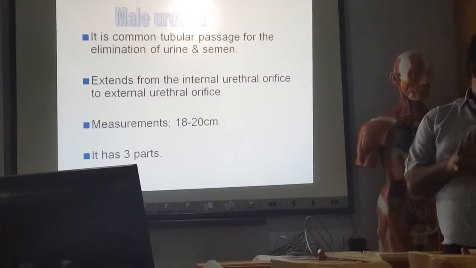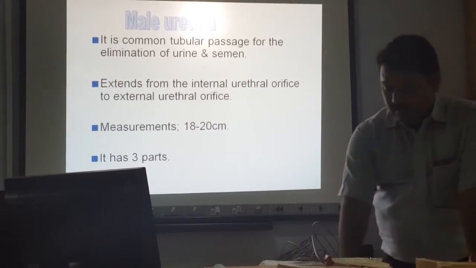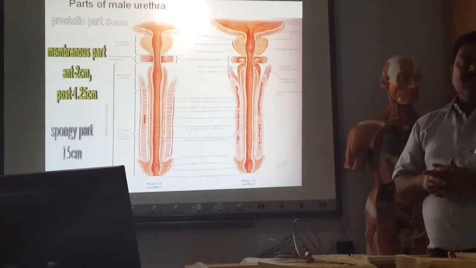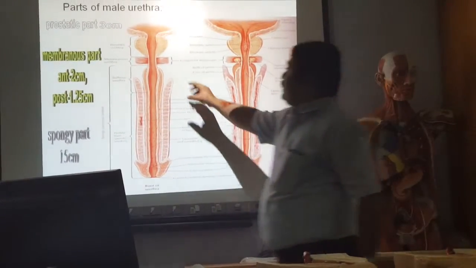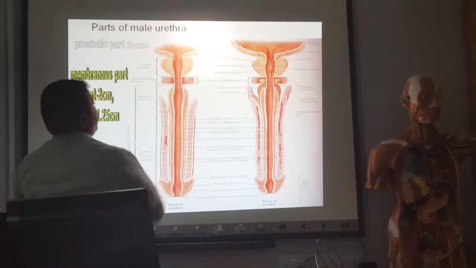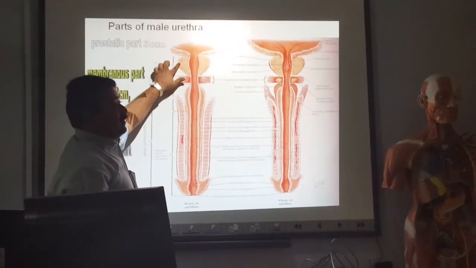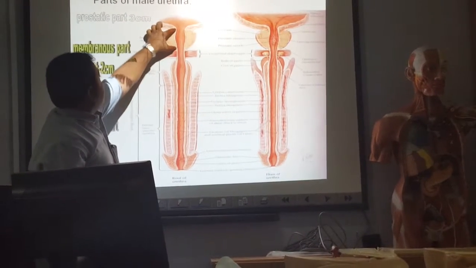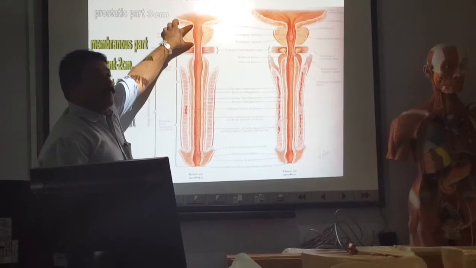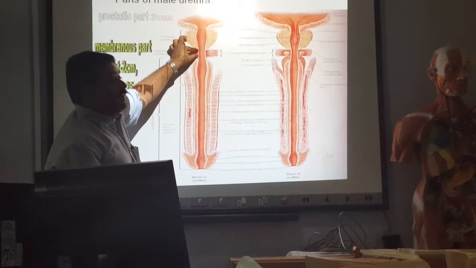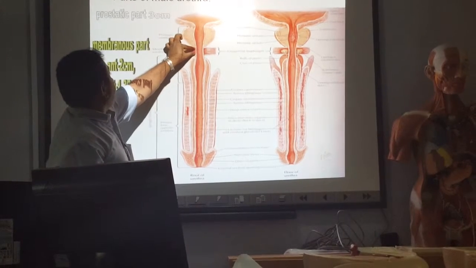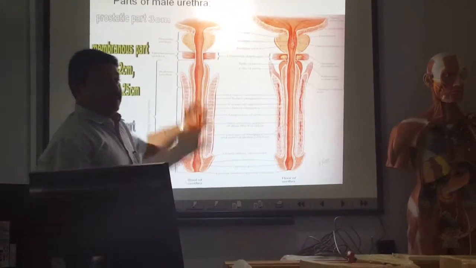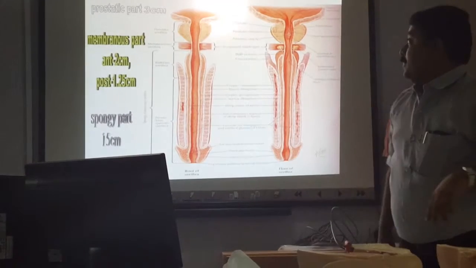It has 3 parts: the prostatic part, membranous part, and the spongy part. Here is the neck of the urinary bladder, here is the prostate gland and urogenital diaphragm. This part is the prostatic part of the urethra. In the urogenital diaphragm, this part is the membranous part of the urethra. The rest is the spongy part. So, 3 parts in the urethra.